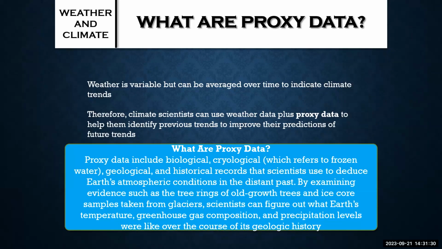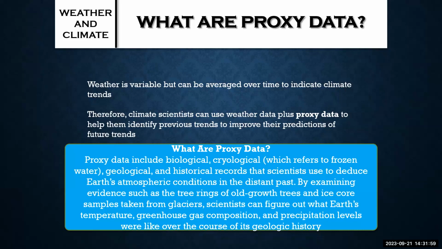So weather is variable, but can be averaged over time to indicate climate trends. Therefore, climate scientists can use weather data plus proxy data to help them identify previous trends to improve their predictions of future trends. So what is proxy data? This is data which pertains to biological, cryological, which refers to frozen water, geological and historical records that scientists use to deduce Earth's atmospheric conditions in the distant past.